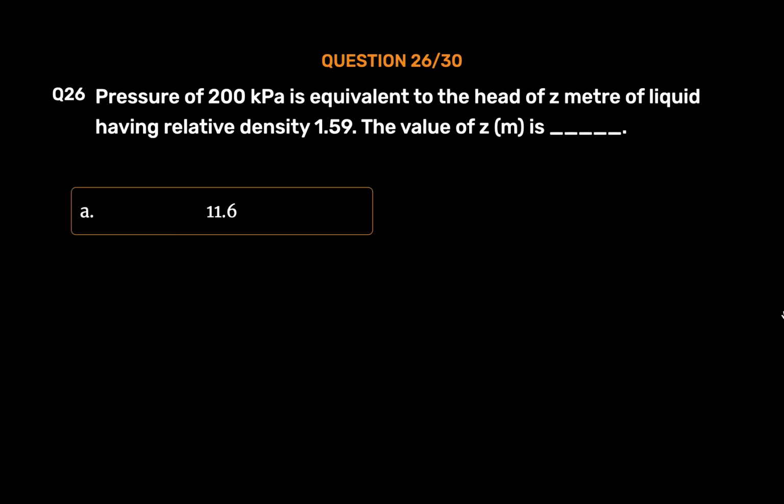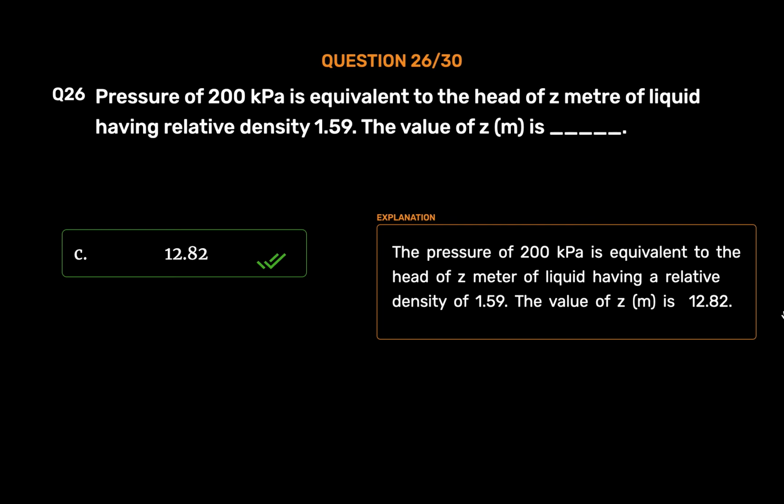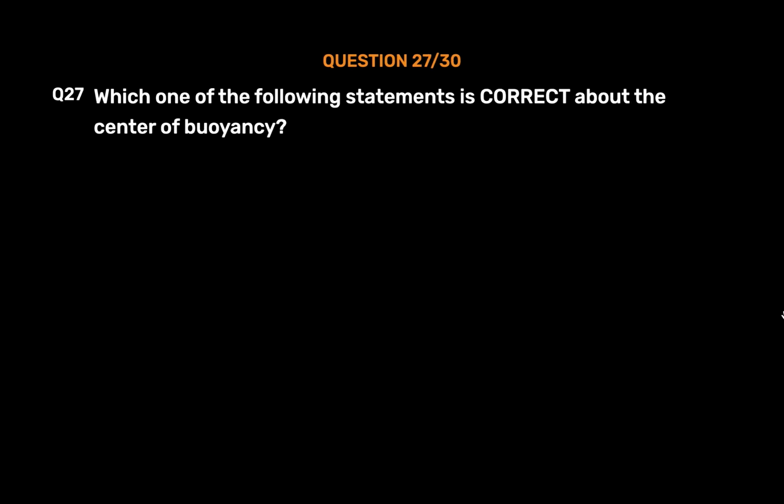Option A. 11.6. Option B. 11.82. Option C. 12.82. Option D. 13.14. The correct answer is option C. 12.82. The pressure of 200 kilopascals is equivalent to the head of Z meter of liquid having a relative density of 1.59. The value of Z, m, is 12.82. Question number 27. Which one of the following statements is correct about the center of buoyancy?